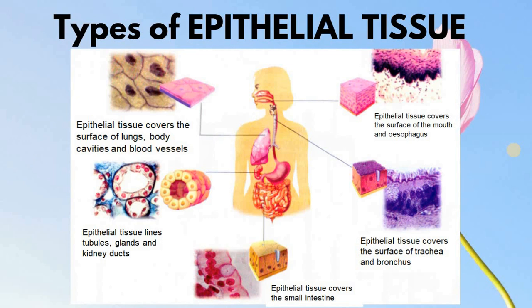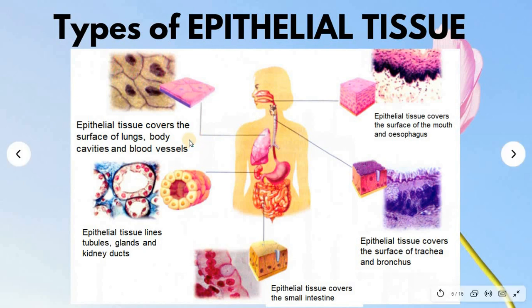So, types of epithelial tissue. Most of the tissue in the body consists of epithelial tissue, so we can find epithelial tissue in certain parts of the body. For example, epithelial tissue covers the surface of the lungs, body cavities, and blood vessels.